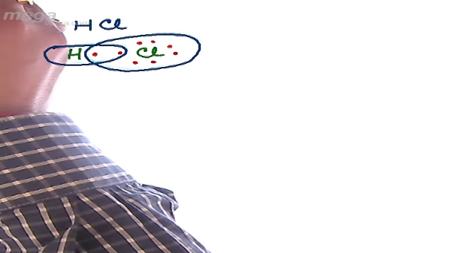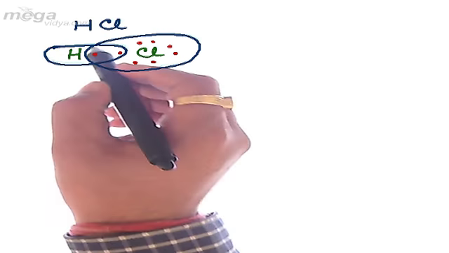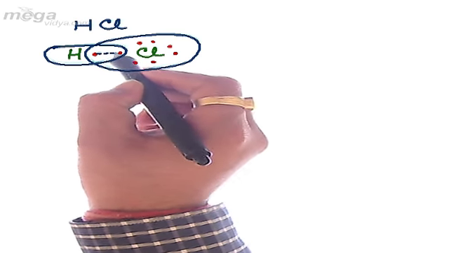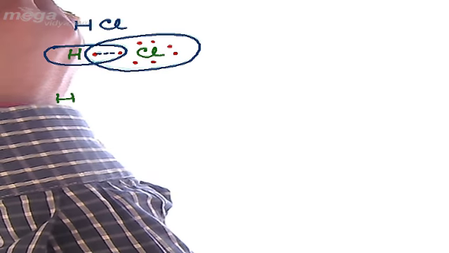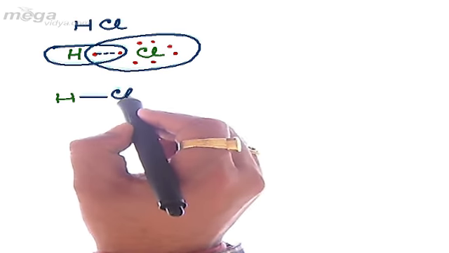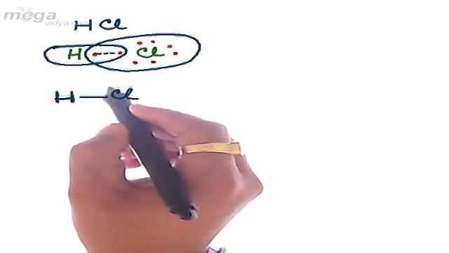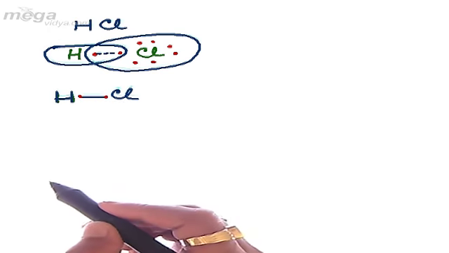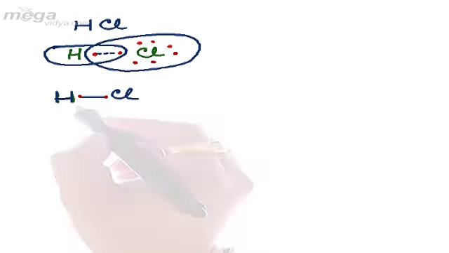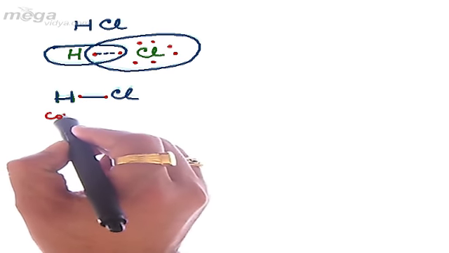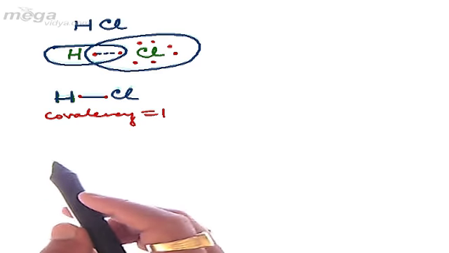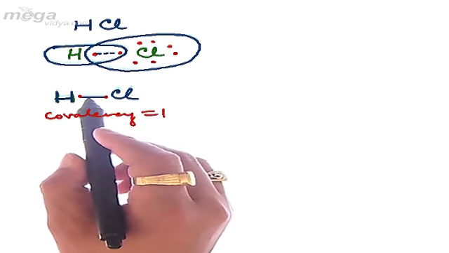Now students, we are observing that both hydrogen and chlorine are undergoing mutual sharing of 1 electron. So here we can represent the molecule as H, then a single bond, then chlorine. Why are we using a single bond here? Because 1 electron is being mutually shared between both these atoms. So if we have to calculate the covalency, in this case the covalency will be equal to 1, because both these atoms are undergoing mutual sharing of 1 electron.